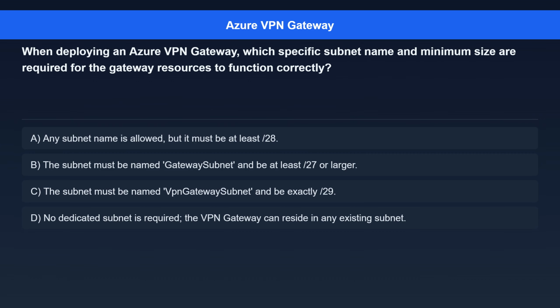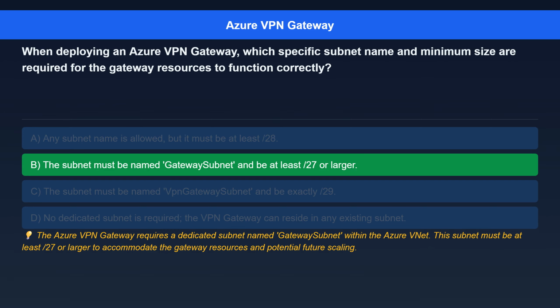Question 5. When deploying an Azure VPN gateway, which specific subnet name and minimum size are required for the gateway resources to function correctly? Option A. Any subnet name is allowed, but it must be at least /28. Option B. The subnet must be named GatewaySubnet and be at least /27 or larger. Option C. The subnet must be named VPNGatewaySubnet and be exactly /29. Option D. No dedicated subnet is required. The VPN gateway can reside in any existing subnet.